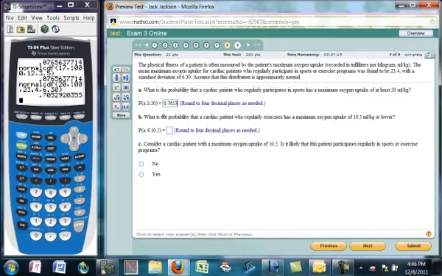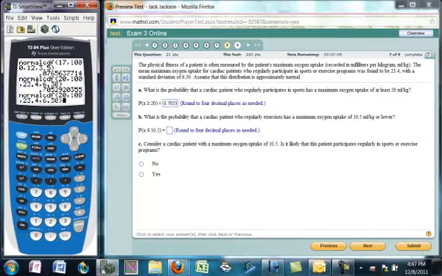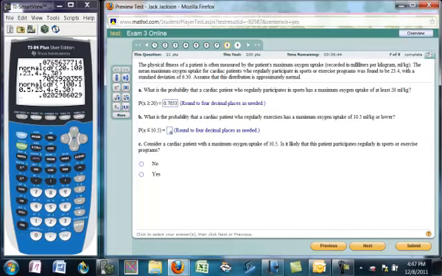0.7053 to 4 places. What's the probability that a patient in this category has a maximum intake of 10.5 or lower? Okay, so again, same thing. This time we want to go to minus infinity. How about negative 100 for that? And we want to go from that up to 10.5. Do an insert here. Okay, and then of course the same mean and standard deviation, and there, that gives us our probability.